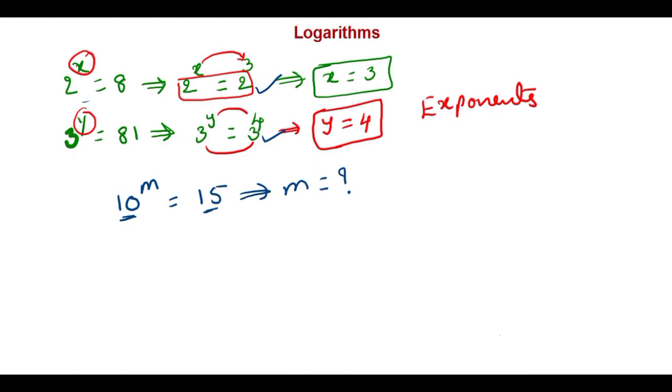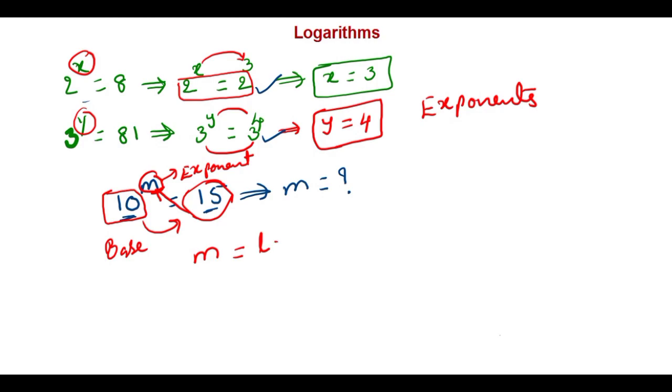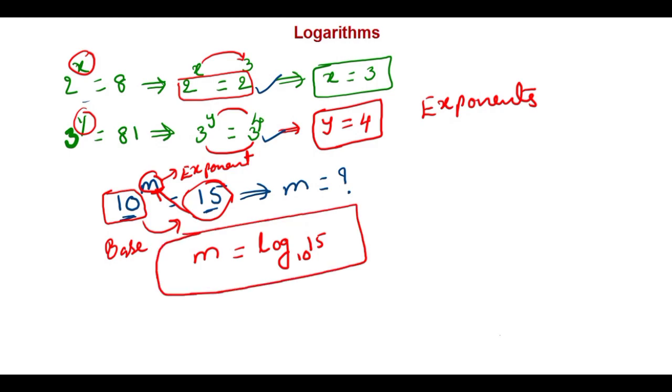Here this 10 is called the base, and this m is the exponent, right? Now, this 15 is the number whose logarithm is m. So how to write this? To find the value of m, we get m equal to log 15 base 10. Okay, so you can follow this, and like this we can find the value of m. This is the logarithmic concept.